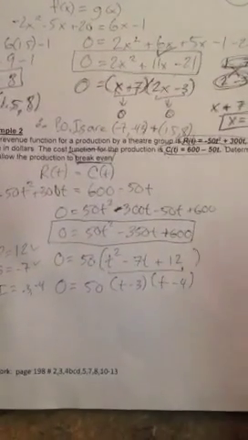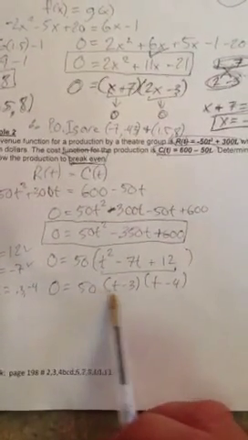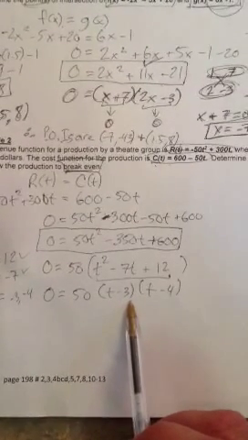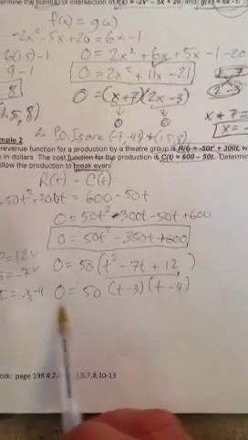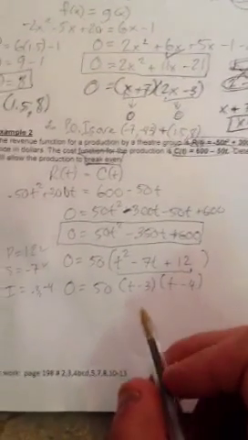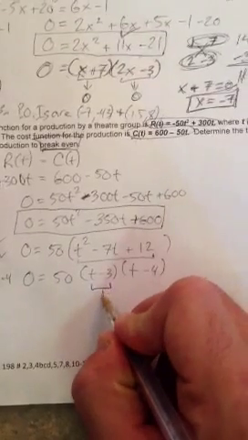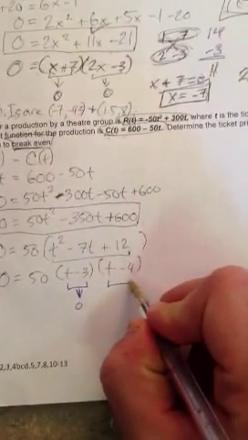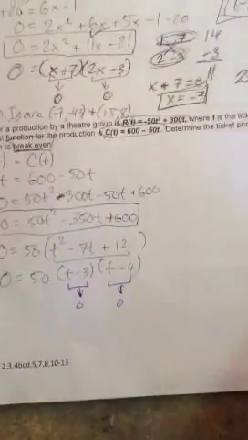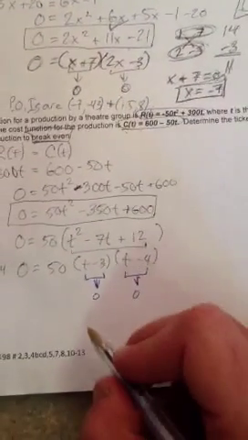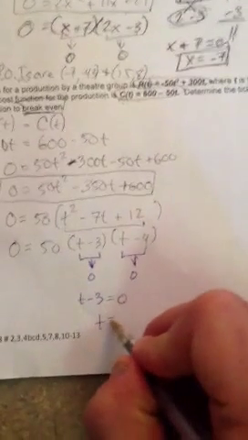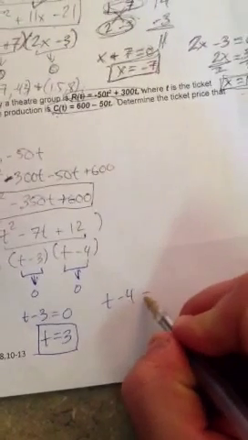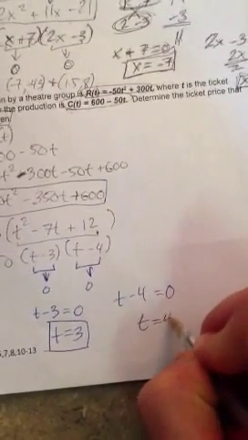So when you get to this point, 0 equals 50 is your A, your first factor is t minus 3, and your second factor is t minus 4. Now you can solve this relationship because you know that the zero product property says that either the first factor is 0 or the second factor is 0. If the first factor is 0, if t minus 3 is equal to 0, that just means t is equal to 3. And if t minus 4 is equal to 0, that just means t is equal to 4.